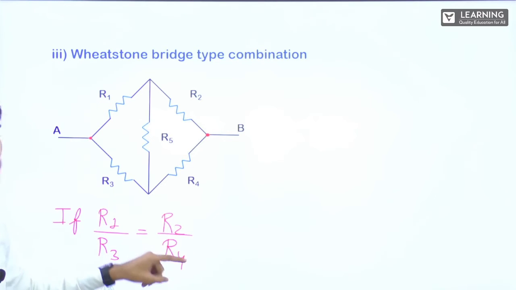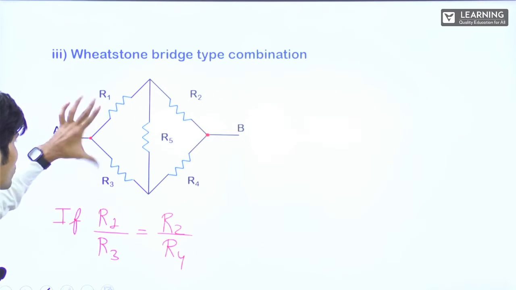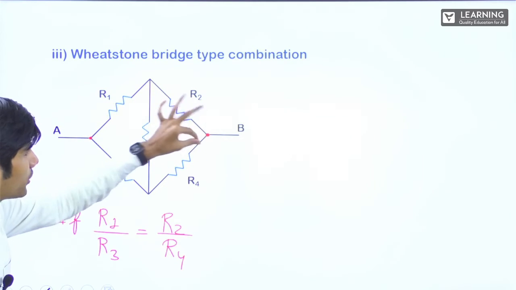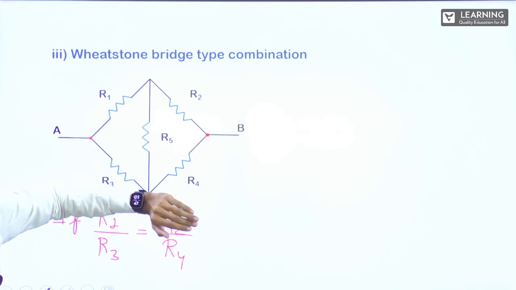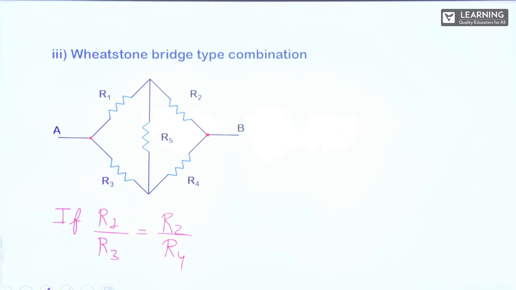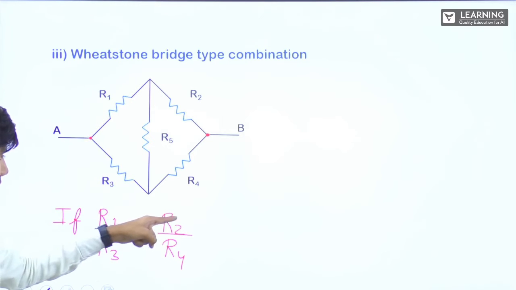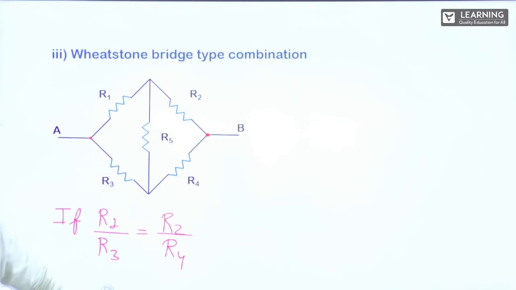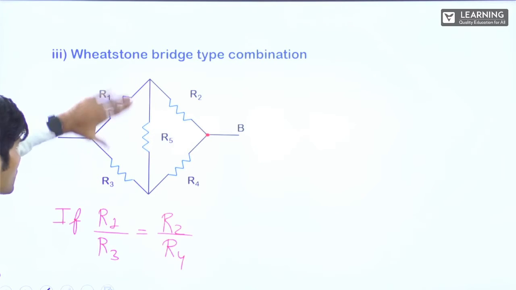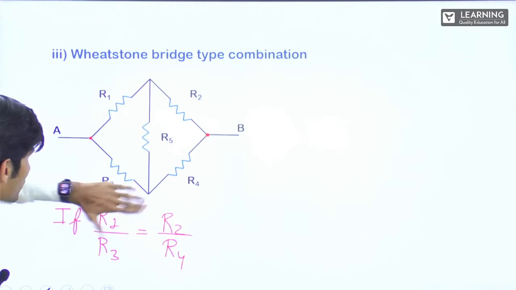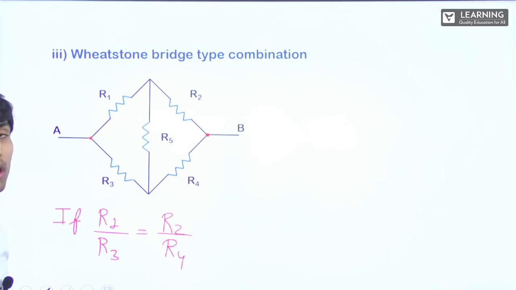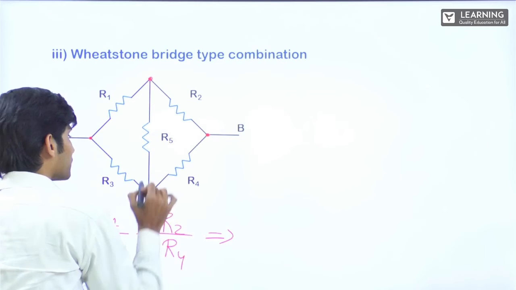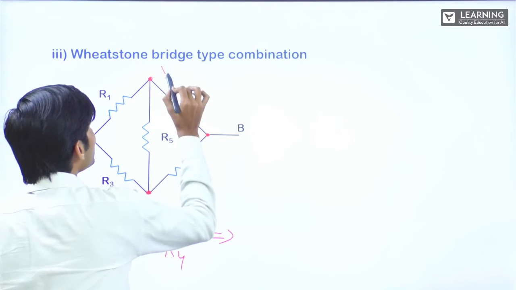Don't remember the numbers, only remember the arms. These two which are coming from A, from this point, the ratio of these two, and which are joining here at B, the ratio of these two is equal. You can take the ratio of these two also, because R2 can come here, R3 can go here. So the ratio of these two is equal to the ratio of these two. Anything, but I prefer to learn it in this way. From this one side ratio and one side ratio, if they are equal, what does this mean? This means that this point and this point, let's say this is X, this is Y.